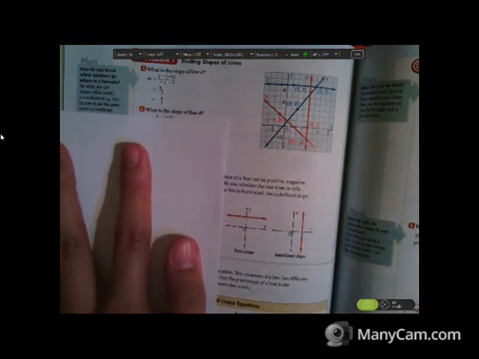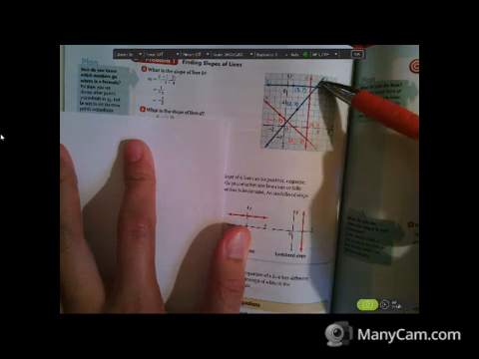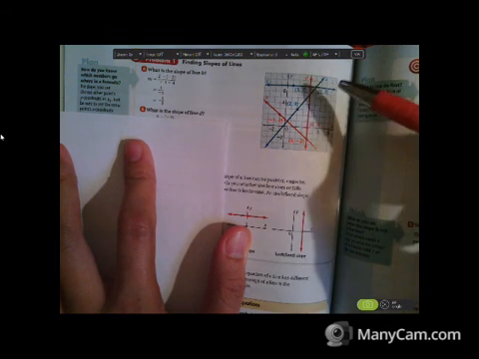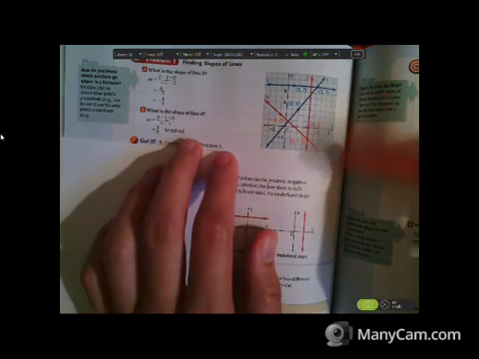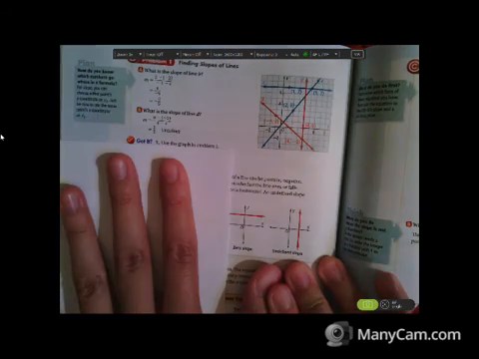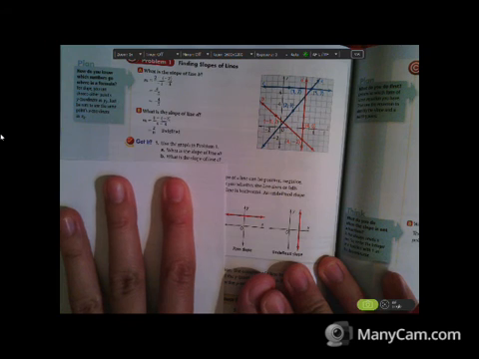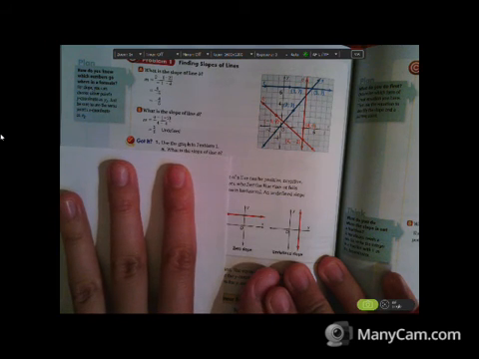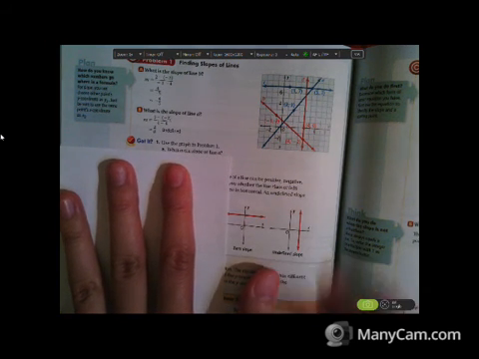Alright, and the slope of line D, because it's a vertical line, you already know it's undefined. So your slope is going to be undefined. Alright, so for the got it, what is the slope? Just do letter A. What is the slope of line A?